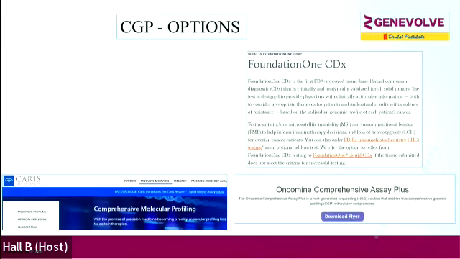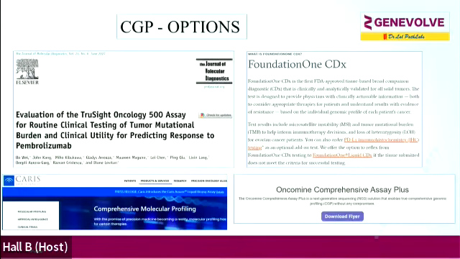Various comprehensive genomic profiling options are available in the form of CARES, Foundation One, Oncomine, and today I'm going to talk about the TrueSight Oncology 500 assay.